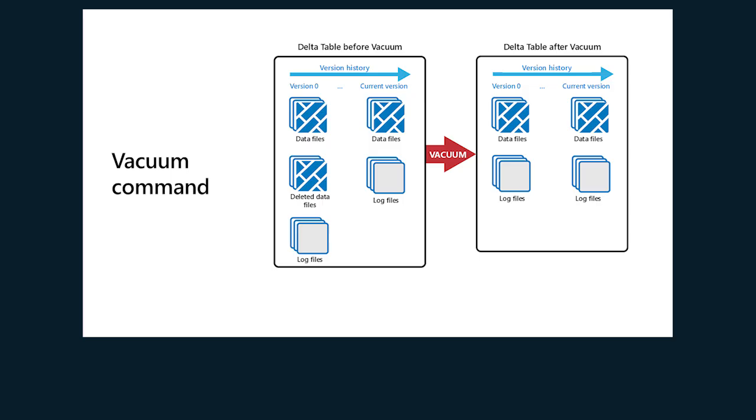Choose your retention period based on factors such as data retention requirements, data size and storage cost, data change frequency, and also regulatory requirements. The default retention is 7 days or 168 hours, and the system prevents you from using a shorter retention period. You can run vacuum on an ad hoc basis or schedule it using Fabric's notebooks.